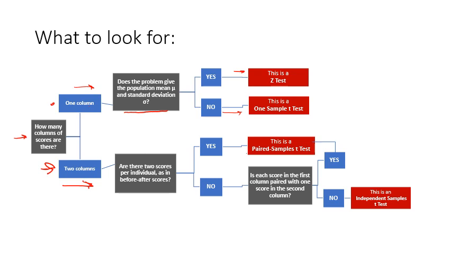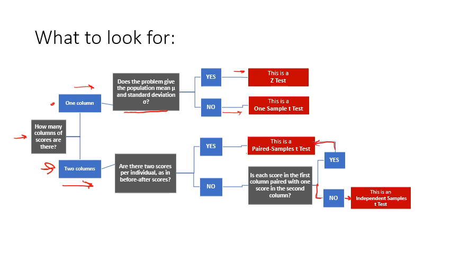And if the answer is no, then you ask yourself, is each score in the first column paired with one score in the second column, as in mother-daughter, father-son, husband-wife? And if that answer is yes, then again, you have the paired samples t-test. But if the answer is no, these are totally separate groups of individuals, then you have the independent samples t-test.